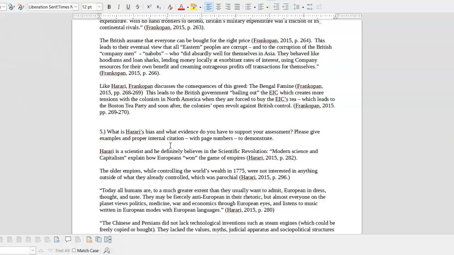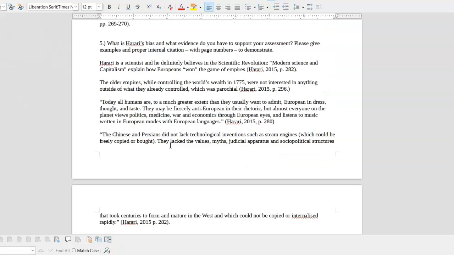And the way that the EIC is bailed out is that the government in Britain decides that the surplus of tea that the EIC has and desperately needs to sell in order to make up for things can be sold to the colonists in the Western Hemisphere by effectively not giving them an option to buy any other tea. This eventually leads to the Boston Tea Party, which eventually leads to the loss of the colonies to the British entirely. All right, so question 5.